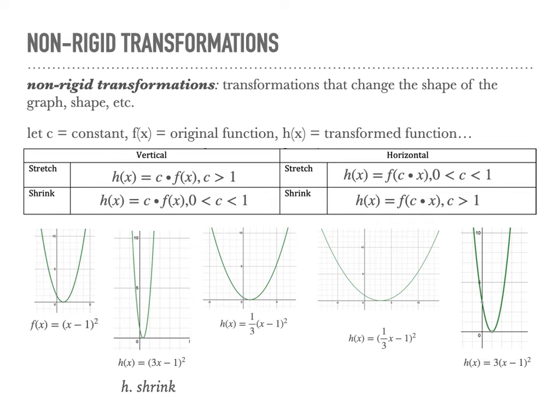The second graph is a horizontal shrink since 3 is being multiplied by just the input value, which is x. The second one is a vertical shrink because 1/3 is being multiplied by the original f of x, which was (x minus 1) squared. The third one is a horizontal stretch, and the last one is a vertical stretch with the same types of ideas.